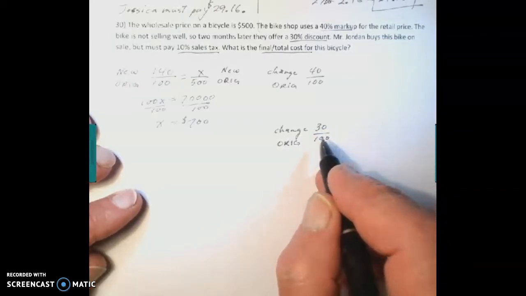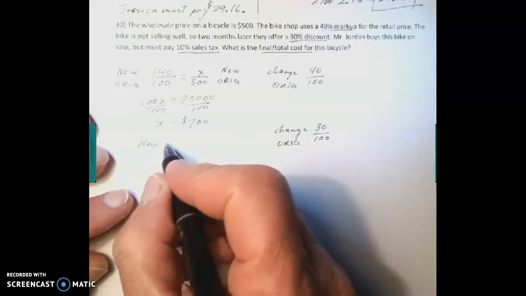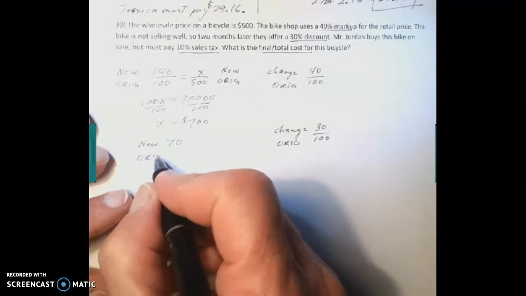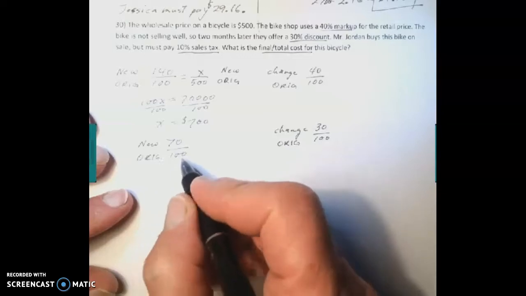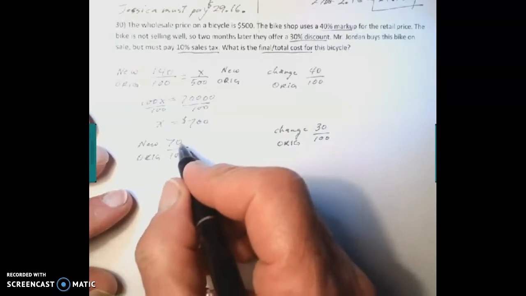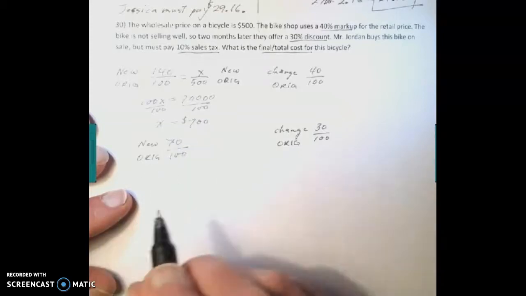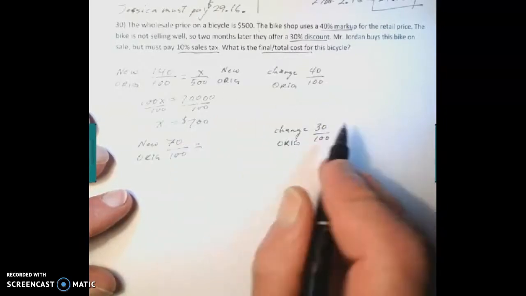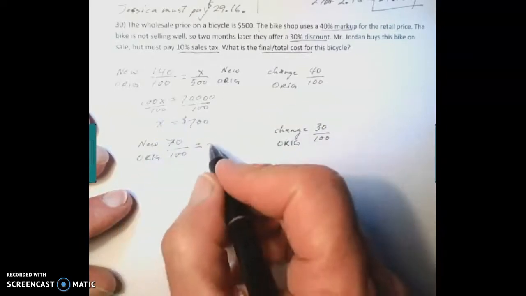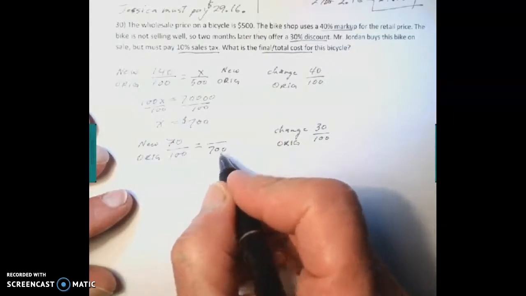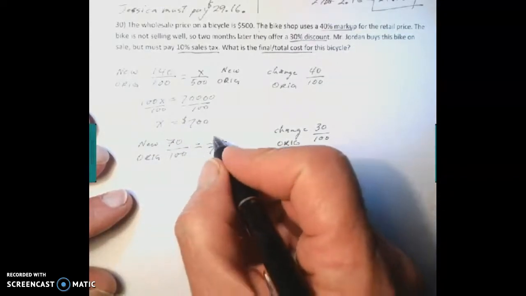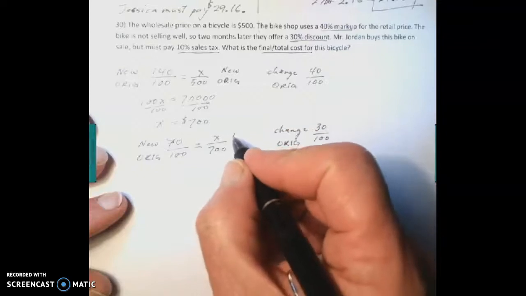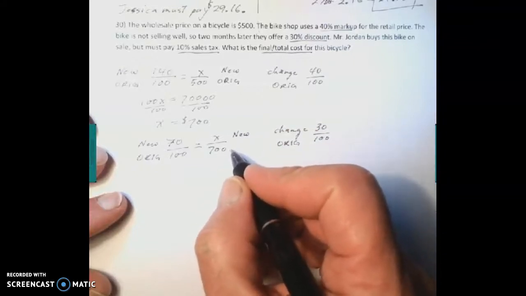30 off of 100. The new amount would be 70. 100 minus 30. The original would still be the 100. If it cost 100, you would have to pay 70 to buy it now after they take off that 30%. And so the cost of the bike at this point is that $700, the price after the markup. You're wanting to find the new cost after this discount.